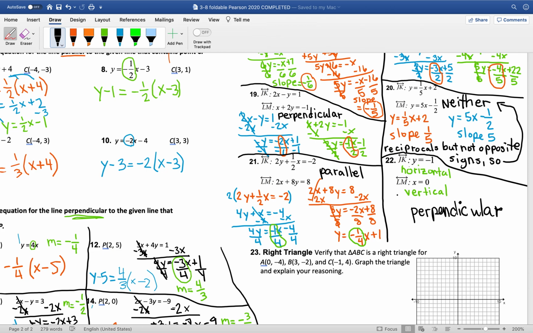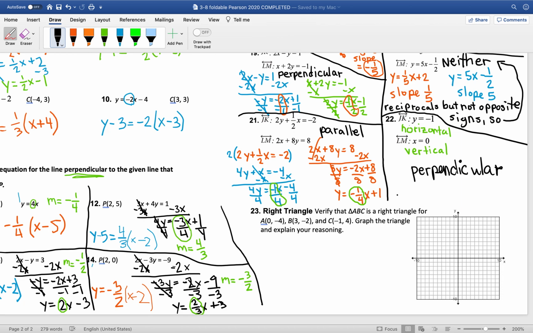22. I wanted to actually show you this on the graph if I can get the pen to work for just one last question, please. So 22 tells me that JK is the line y equals negative 1. Y equals negative 1 right here, but it also equals negative 1 at all other points directly to the left or right of that.